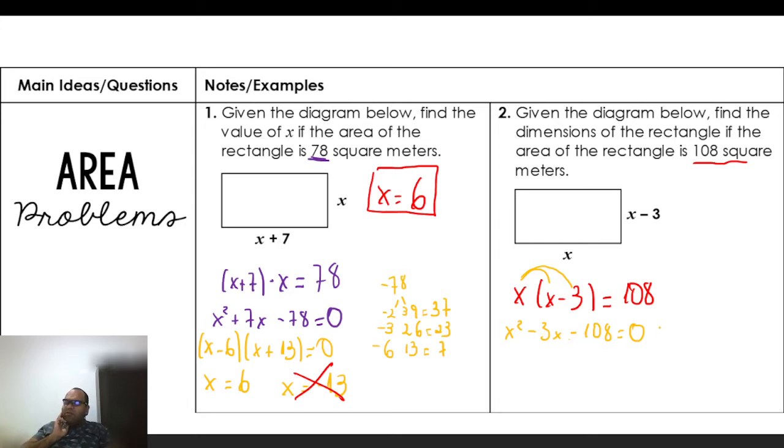Okay, I need two numbers whose sum is negative 3 and whose product is negative 108. I cannot use 2 here; 2 will be the least. The biggest would be negative 108 and 1... 54 and negative 2, negative 54. Nope, that does not work. Let's try 4. Okay, 4 works.